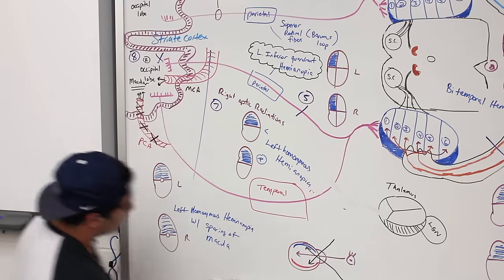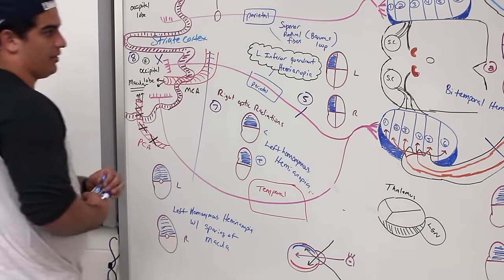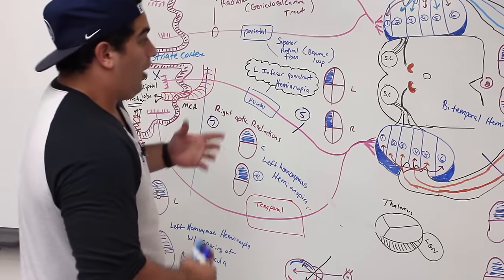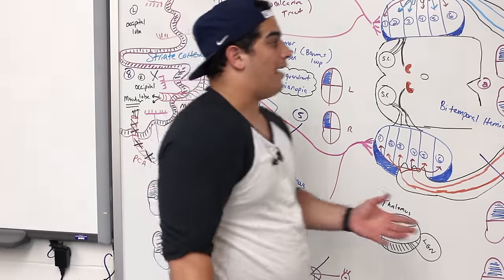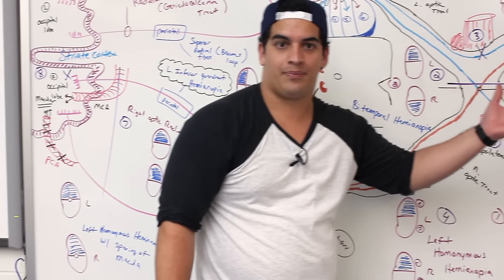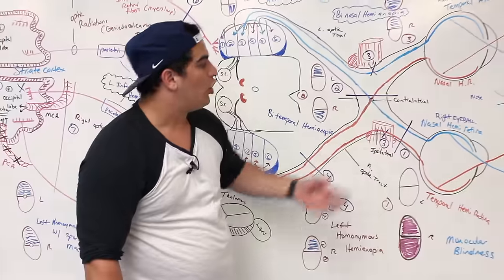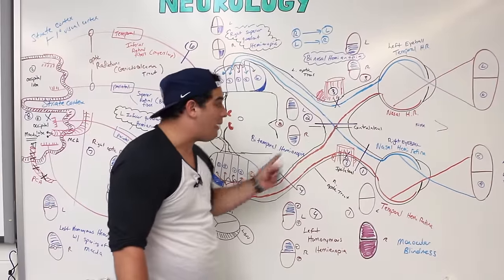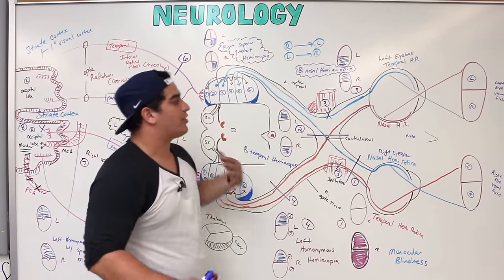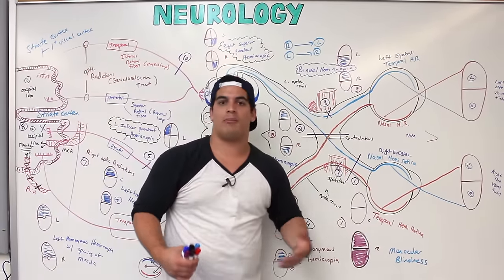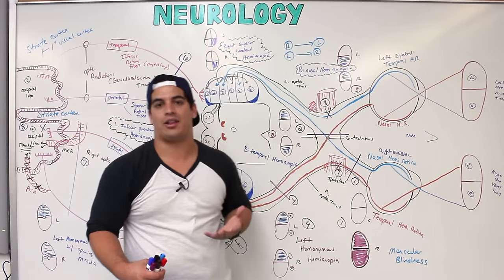Okay. That's the whole purpose of this. All right, so in this video, we talked about the visual field processing. We talked about the actual visual pathway. And we talked about associated lesions that could develop within the different parts of this visual pathway.